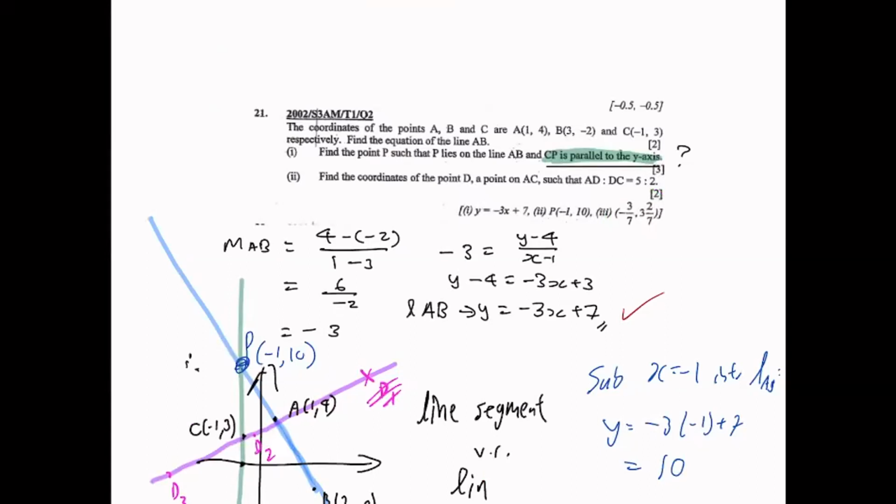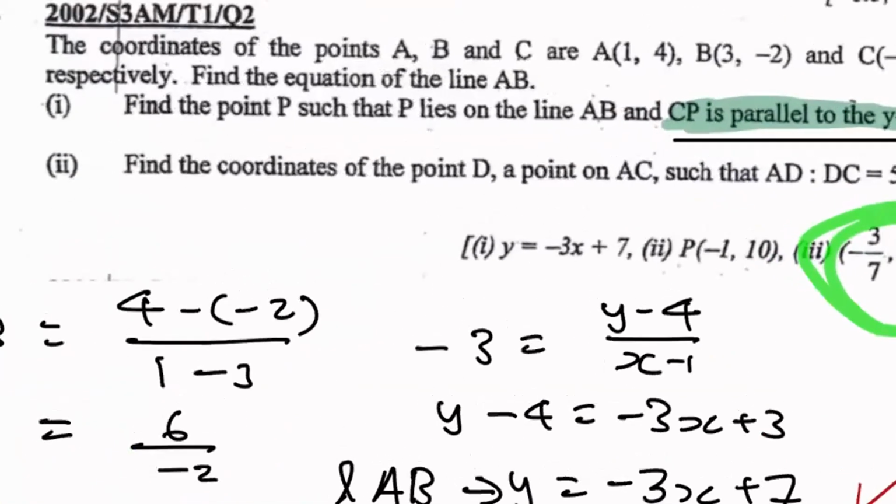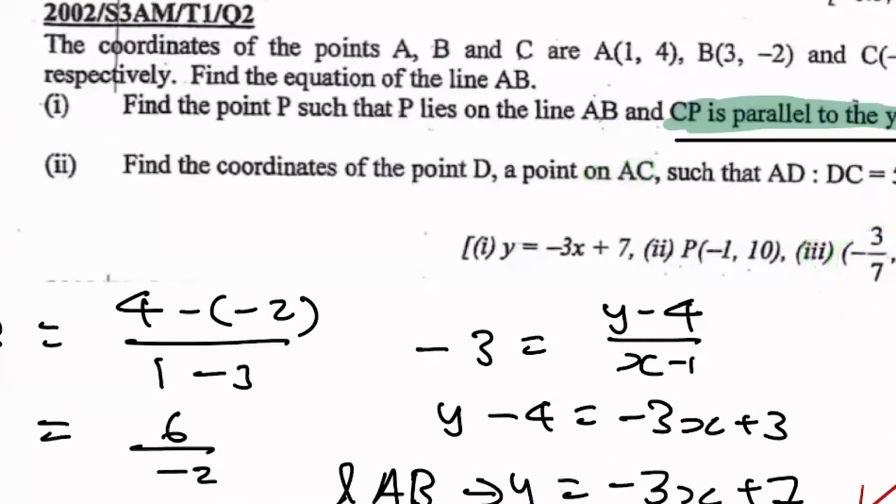I think this is the only answer given because they mentioned here a point on AC. They're referring to a line segment AC. They didn't say line AC. They said AC. Do you know how to distinguish?